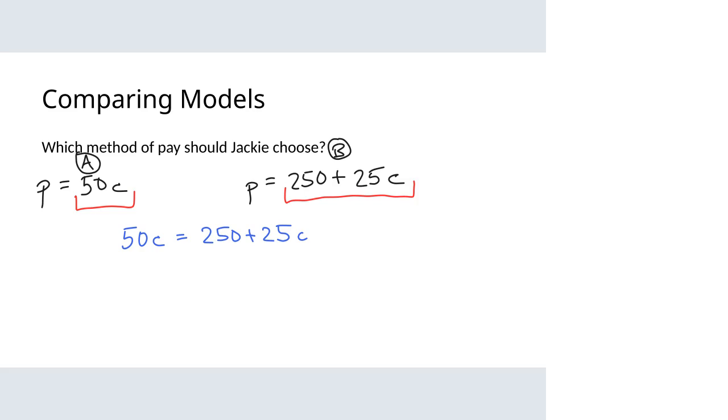Well, let's see, we need to solve this equation. So I'm trying to get C by itself, but here, I don't know if we saw one like this before.